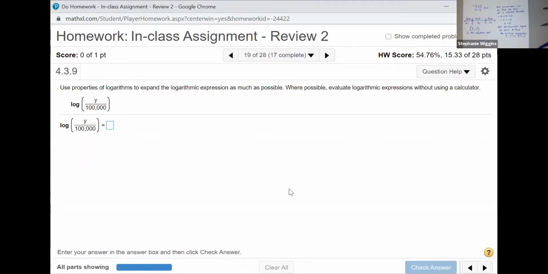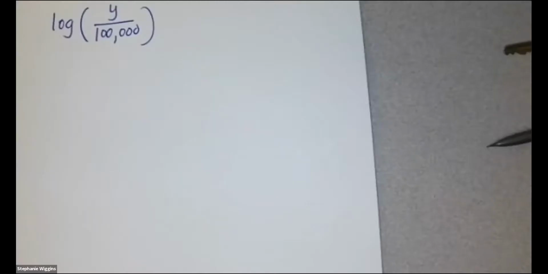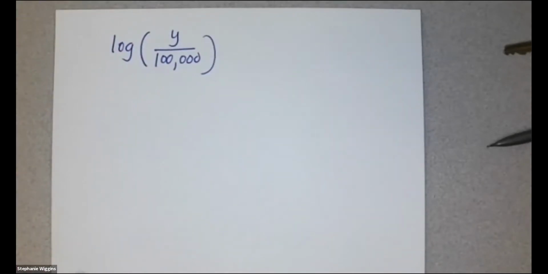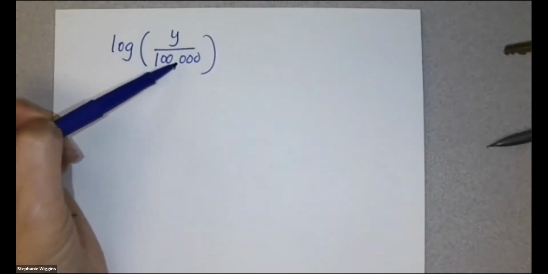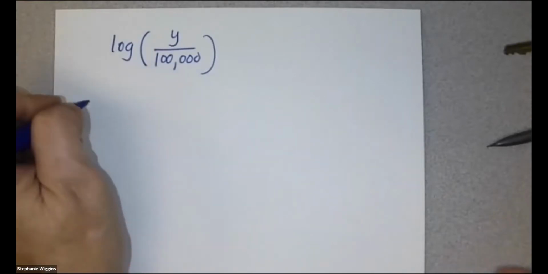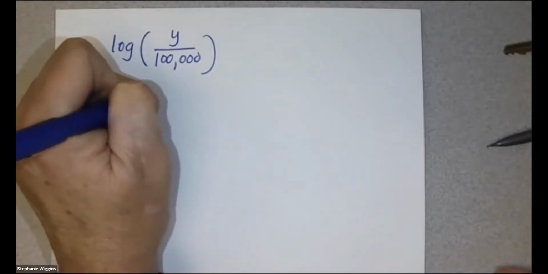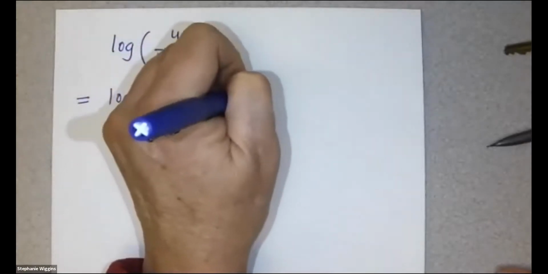All right, so this takes us to chapter 4. And we have a log expression here. So we have the log, which is the common log because there's no base expressed there, of y over 100,000. And it said to expand this logarithmic expression. So to expand, I use the properties of logs. And remember, the log of the quotient, and this is a quotient here because it's a fraction, is the difference of the logs. So this is going to be expanded as log of y minus log of 100,000.